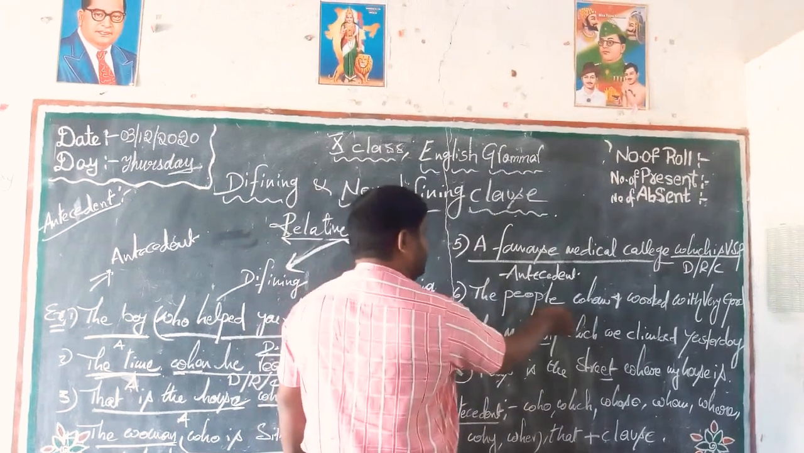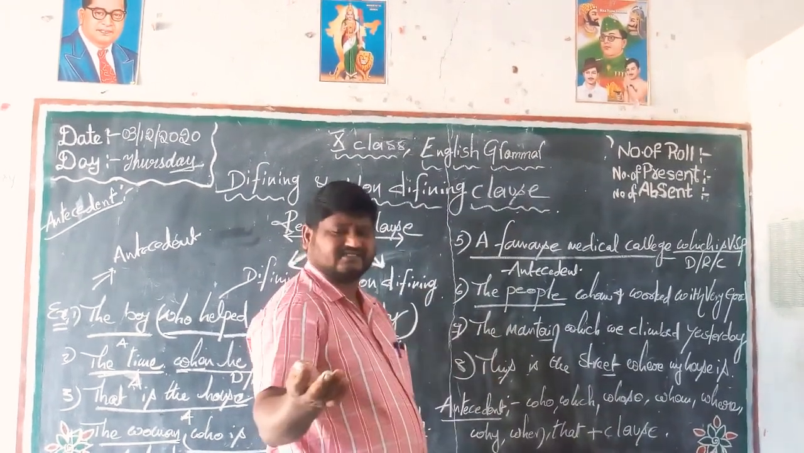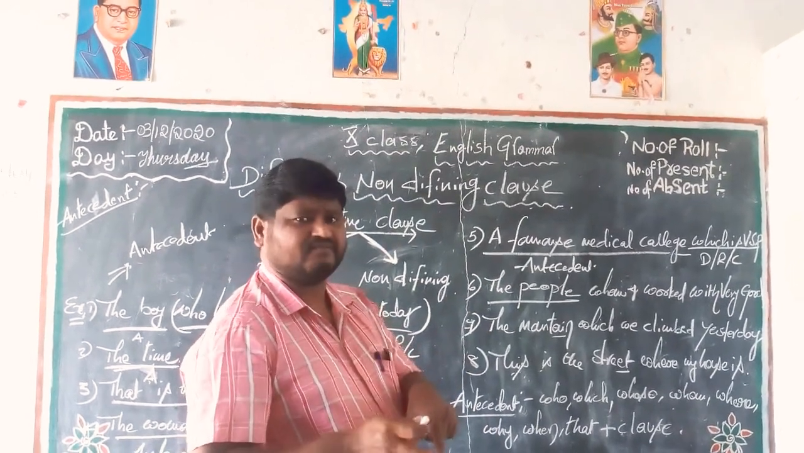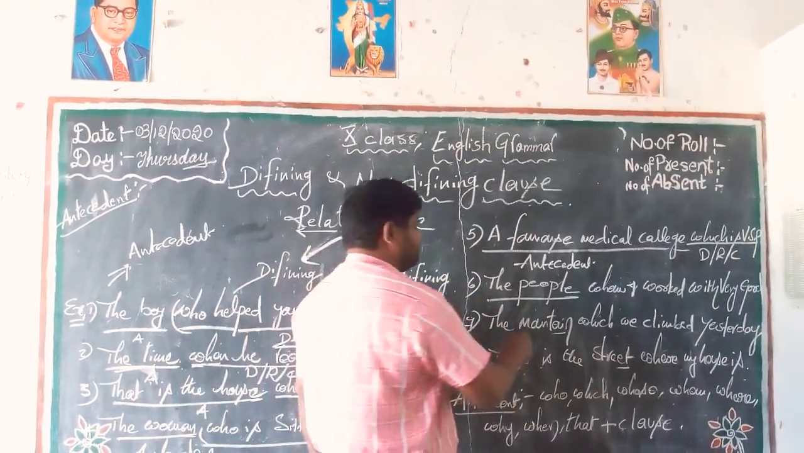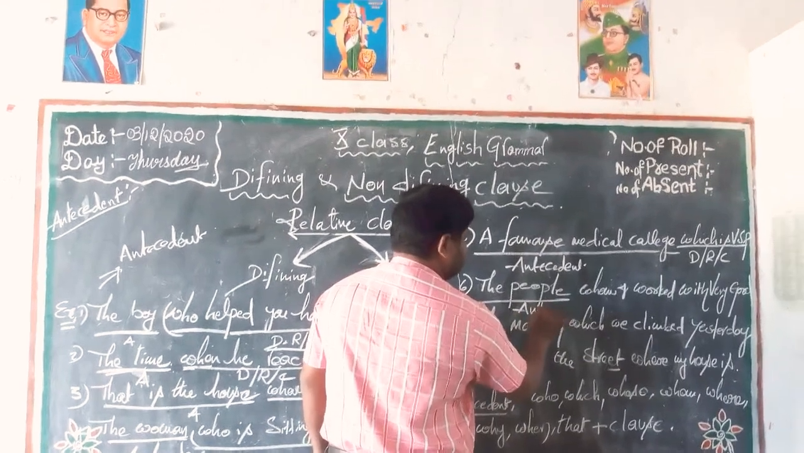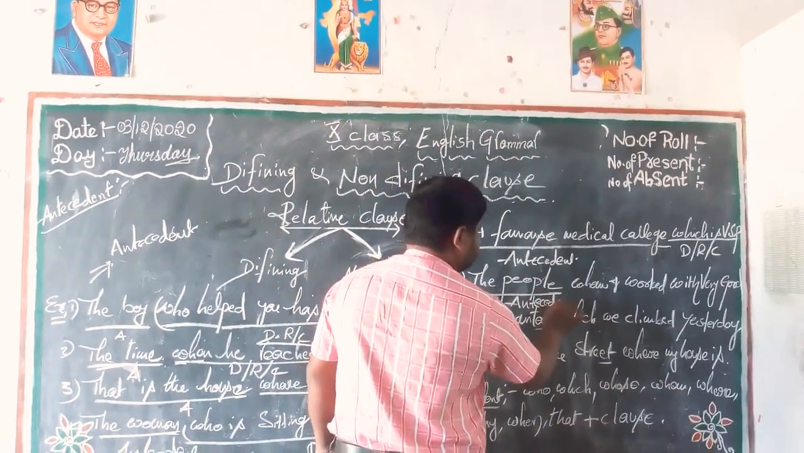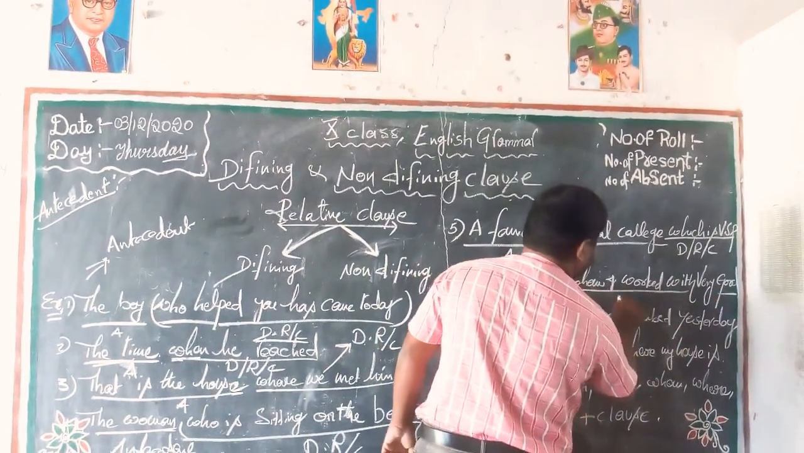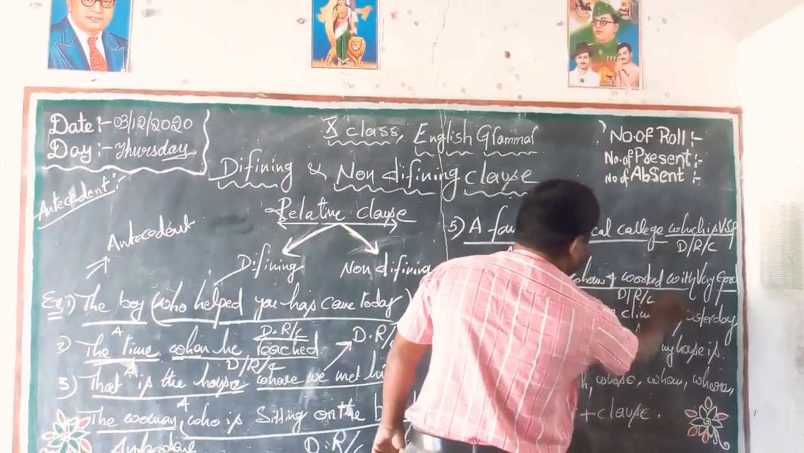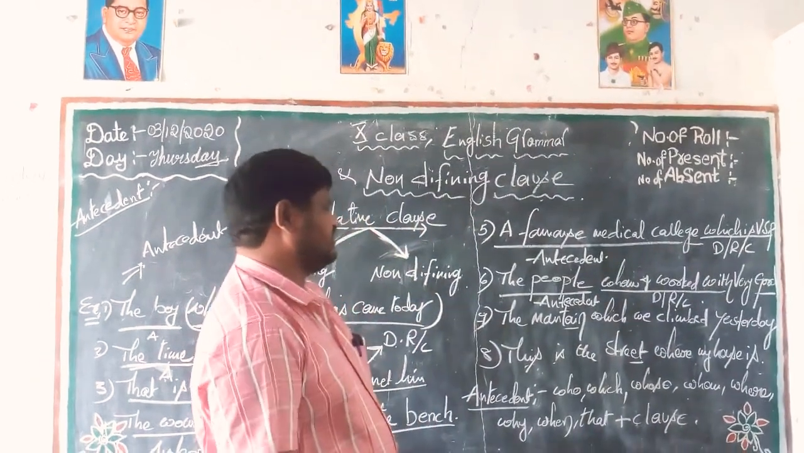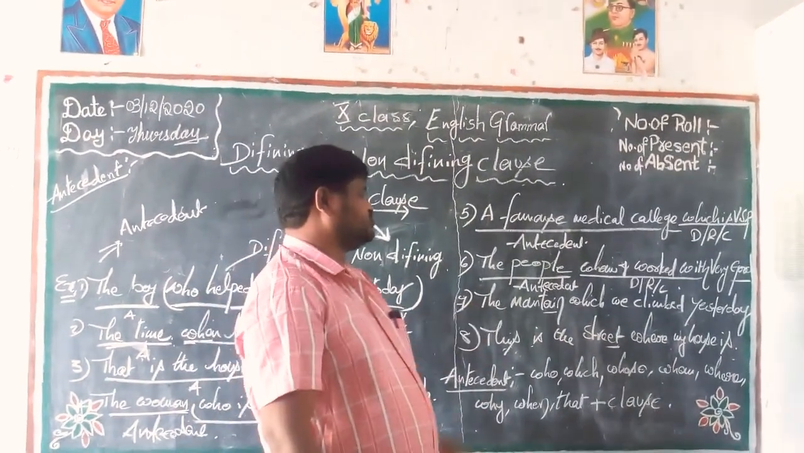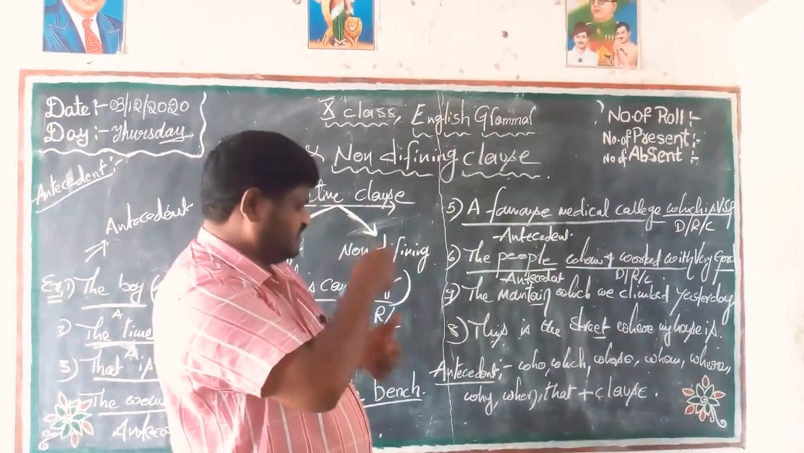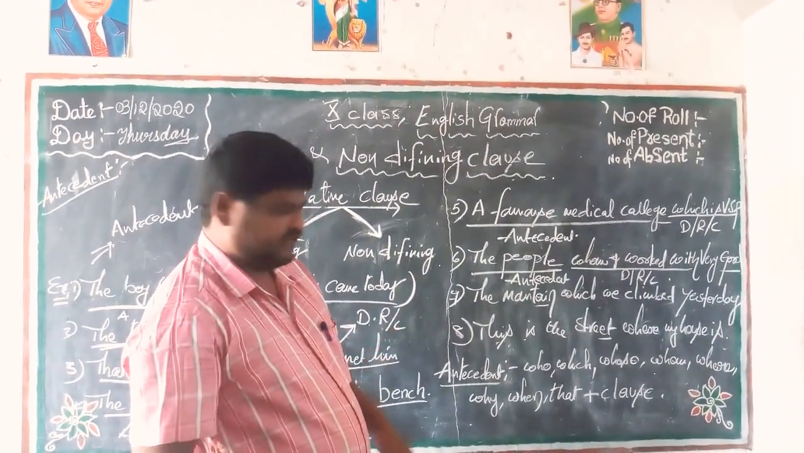Here also, the people. Who are the people? Somebody else. Here, he has not mentioned the particular people's names. That's why it is also the antecedent. And from the WH word, we are calling it a defining relative clause. And then, the mountain which we climbed yesterday. Here also, the mountain.